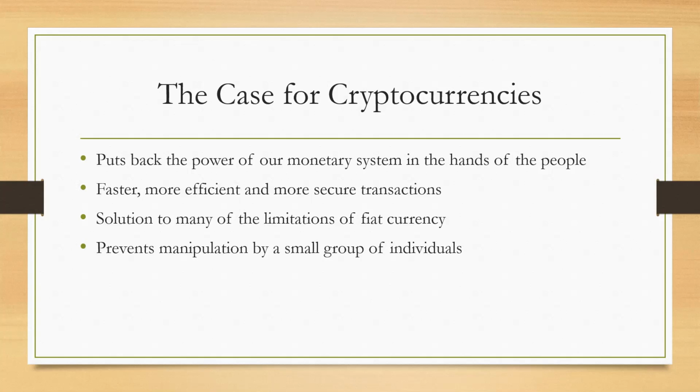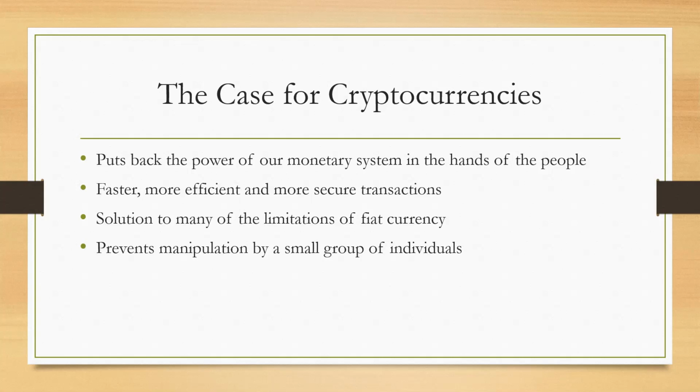So the case for cryptocurrencies was quite simple. Number one, it was meant to put back the power of our monetary system in the hands of ordinary people. Secondly, it was meant to be, and is, a faster, more efficient, and more secure means of conducting financial transactions. It solves a lot of the limitations of fiat currency, as we discussed, and it prevents manipulation of the money supply by a small group of individuals.